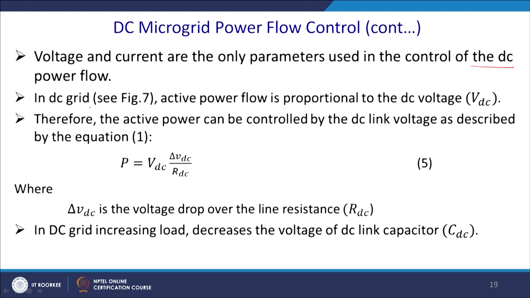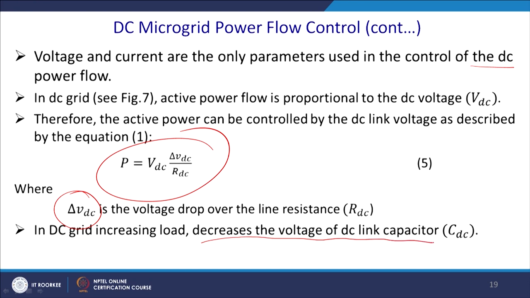Now, in a DC grid, the active power flow is proportional to the DC voltage, that is VDC. Therefore, the active power can be controlled by the DC link voltage as described by this equation, that is P equal to VDC times del VDC by RDC, where del VDC is the voltage drop over the line resistance RDC. In a DC grid, increasing load decreases the voltage of the DC link capacitor CDC.